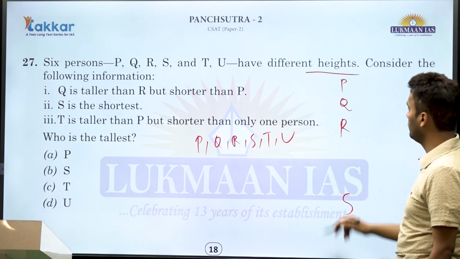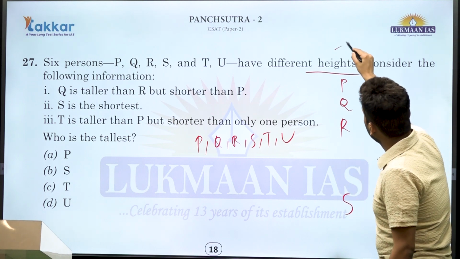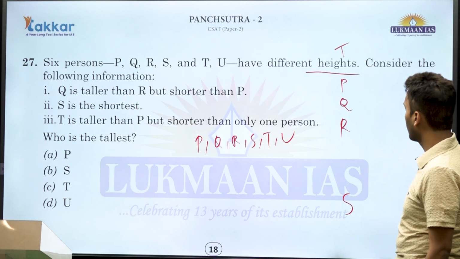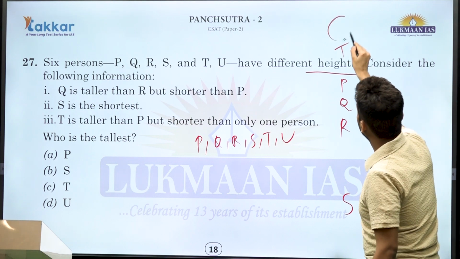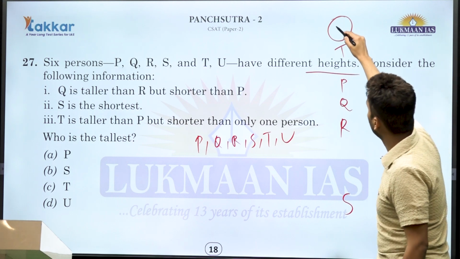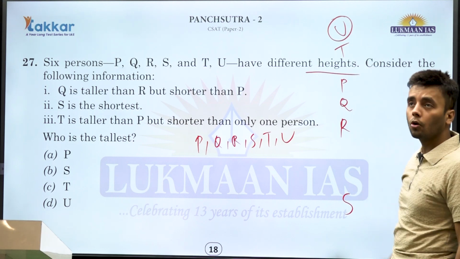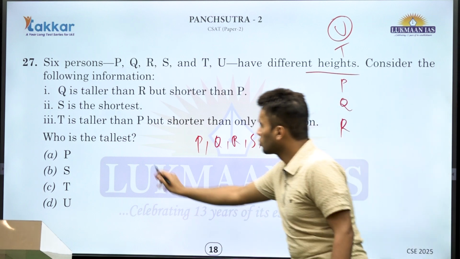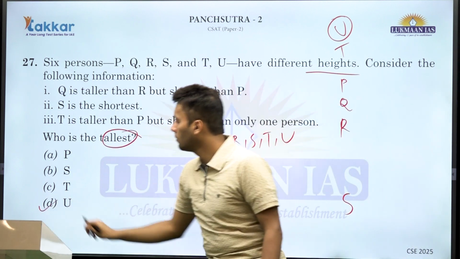T is taller than P, but shorter than only one person. Only one person. Which is the only person that is not written here? This is U. So U becomes the tallest person. So the question is, who is the tallest? And D becomes the right answer.